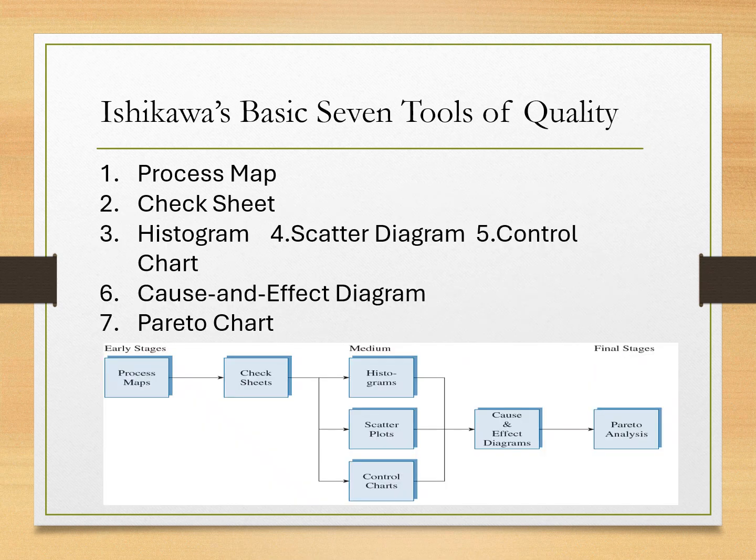Here are the 7 basic tools of quality. Process maps visualize workflows. Check sheets collect data. Histograms show distributions. Scatter diagrams test relationships. Control charts monitor stability. Cause and effect diagrams find root causes. And Pareto charts prioritize problems. They work best together. Ishikawa believed 95% of quality problems could be solved using just these 7 simple tools.